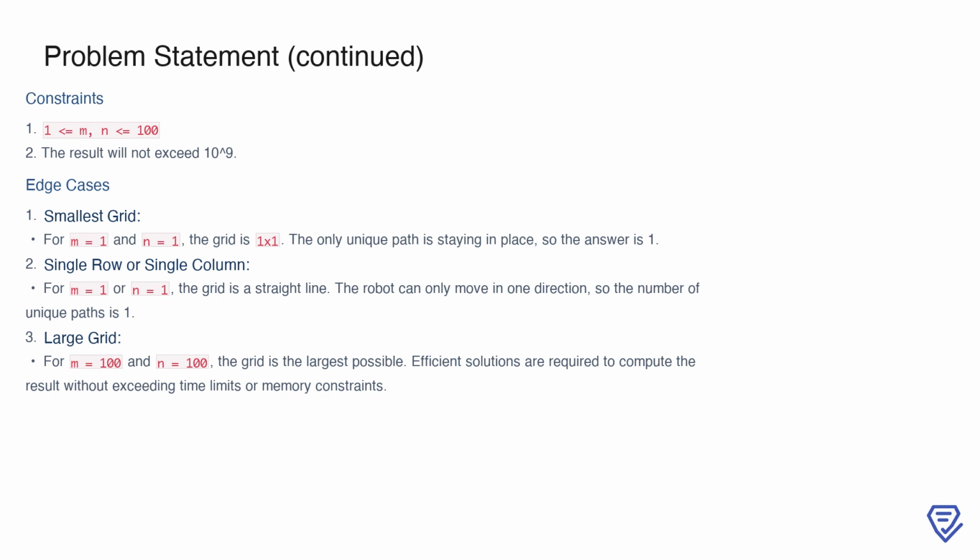Similarly, if the grid is a single row or a single column, the robot can only move in one direction, either right or down, so the number of unique paths is also 1. For very large grids, such as 100 by 100, it's critical to use an efficient algorithm to compute the result without running into performance issues or exceeding memory limits. These constraints and edge cases emphasize the need for a solution that balances correctness and efficiency.